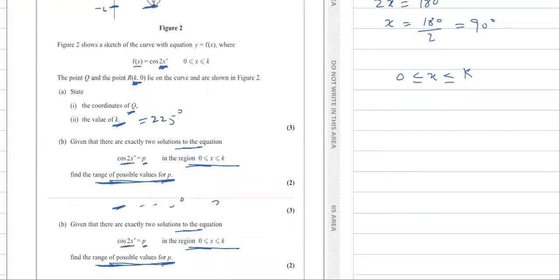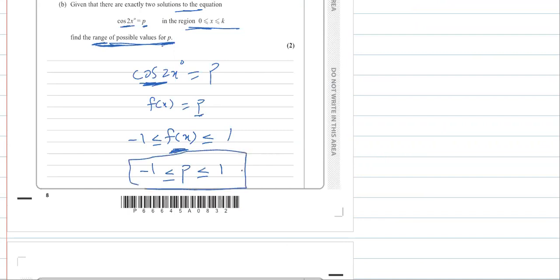So then we are going to have f of x greater than or equal to -1, less than or equal to 1, because range is always the y values. Therefore, if you write f of x is equal to p, you can write p is greater than or equal to -1, less than or equal to 1. So that is the range of the values of p.